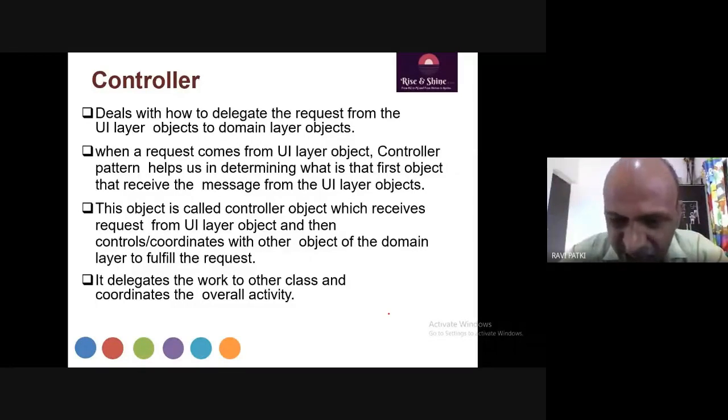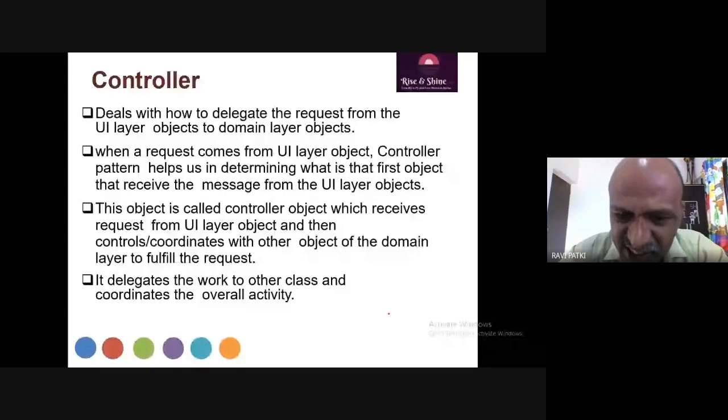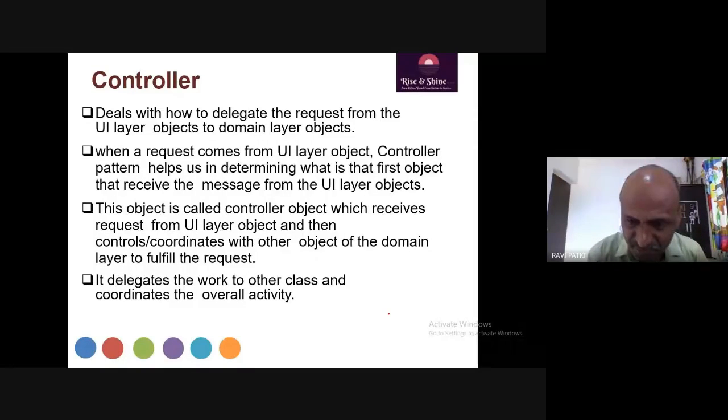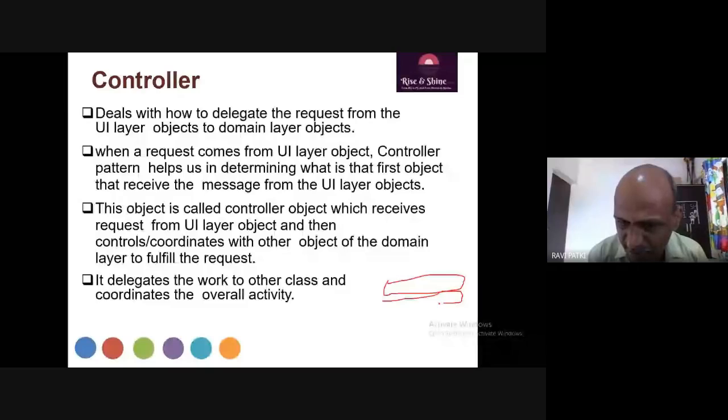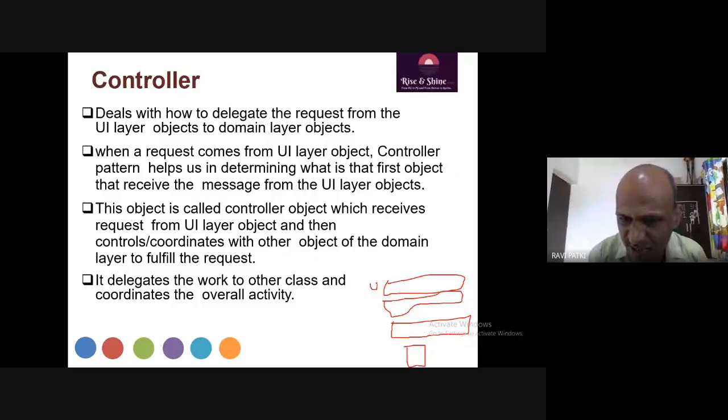Multi-tier means presentation layer, below that the business layer, below that the access layer, and below that some databases. So this is the UI layer, this is the business layer, and this is the access layer. You all learned that in unit number 1. That is how to delegate the responsibility from the UI layer to the business layer.